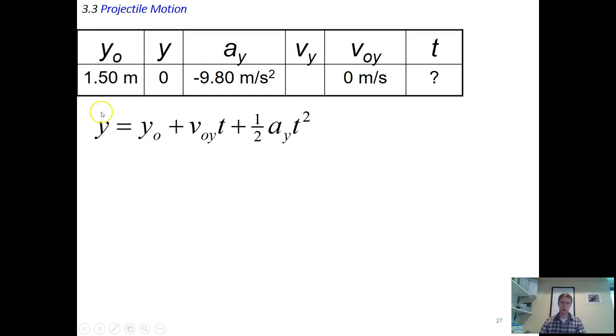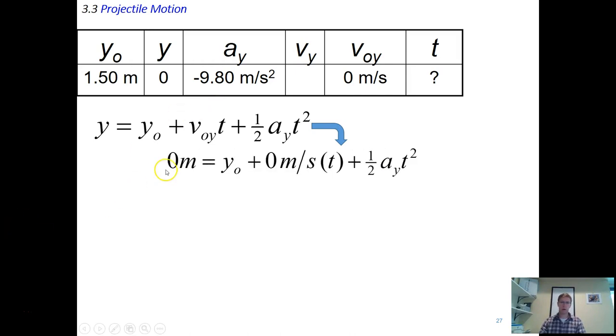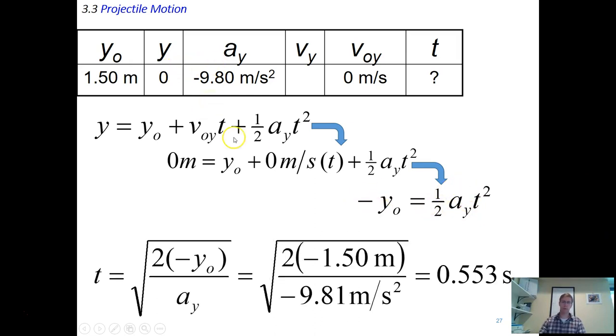And so I chose the equation of motion that does not depend on the final velocity so that I can solve for time. So we go ahead and plug in our variables. Our final position is 0. Our initial velocity is 0. So our equation reduces quite simply to negative y initial equals 1/2 a t squared. You're going to solve for t, and some of you might be concerned, wait, square root of a negative? No, acceleration is also negative, so the negative signs will cancel. So your negatives cancel in here, as you can see, and you find that it will take 0.553 seconds to reach the ground.